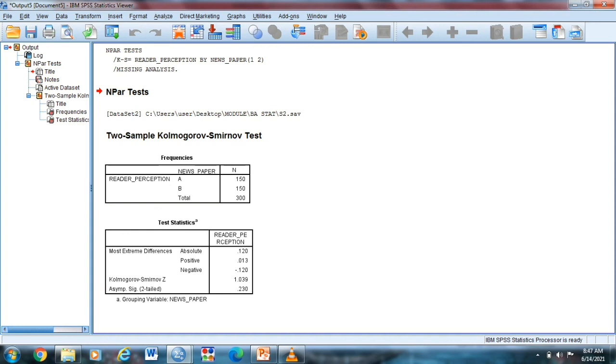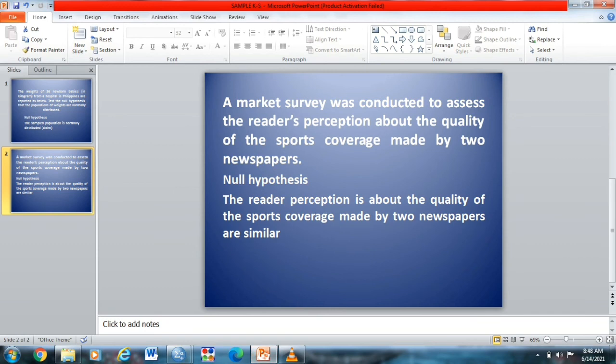So what do we observe? Since our level of significance is greater than 0.05, therefore we're going to accept the null hypothesis. By the way, anong null hypothesis natin? The reader perceptions about the quality of the sports coverage made by the two newspapers are similar. Okay? So that's it. Thank you.